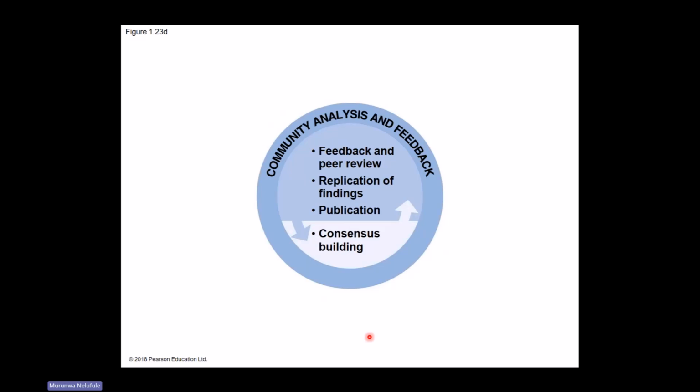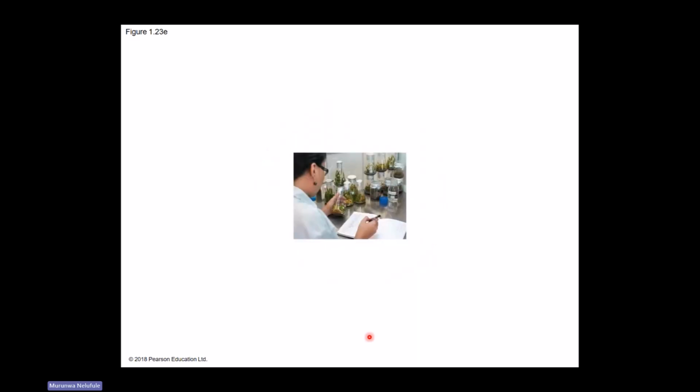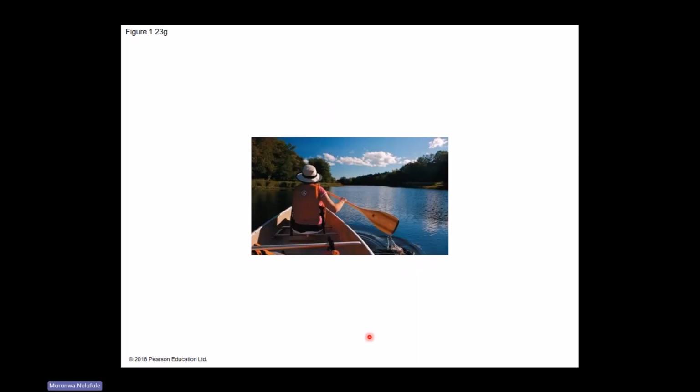And we've talked about community analysis and feedback, peer review, replication of findings, publication, and consensus building. There's going to be a point where you can be peer reviewed. That just means that you submit your work and your work is corrected, much the same way you're going to be reviewed for your assignment or for your test, where you write it and submit it. And this is just a picture that we have seen.